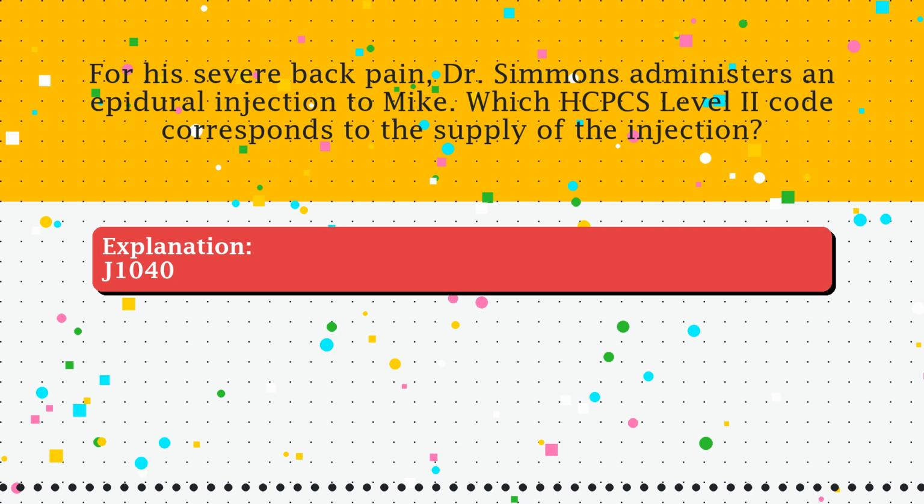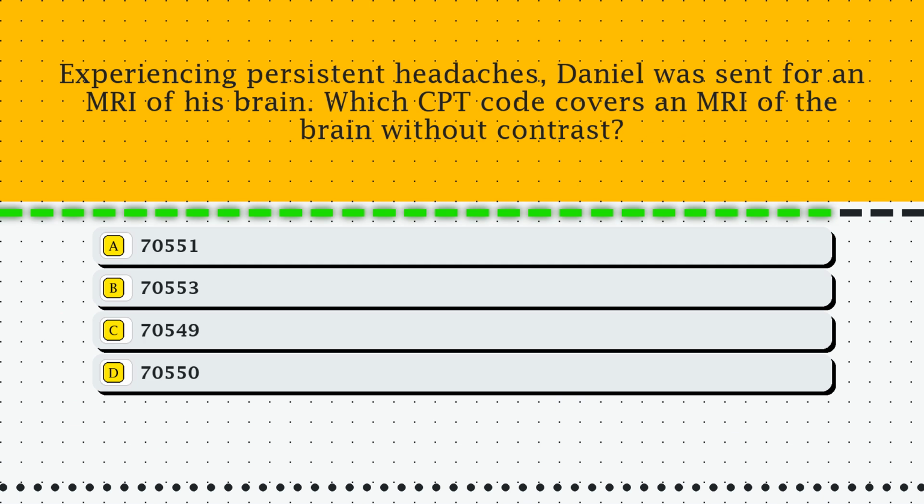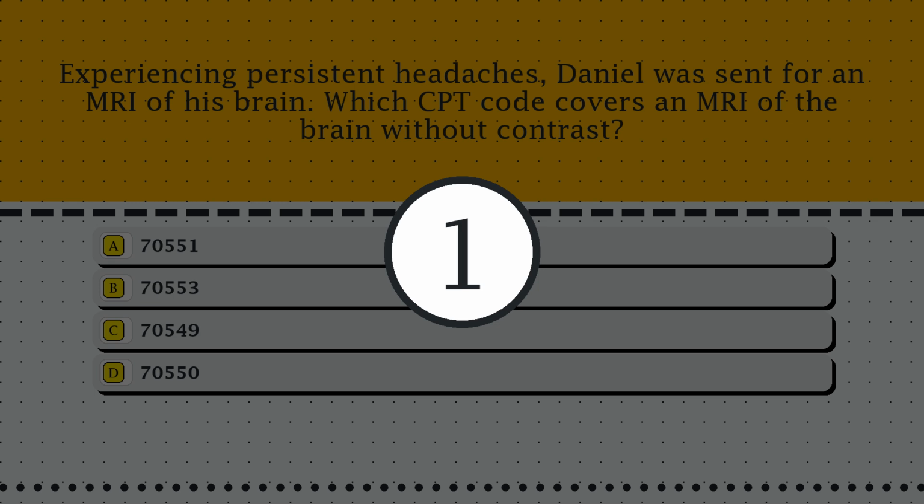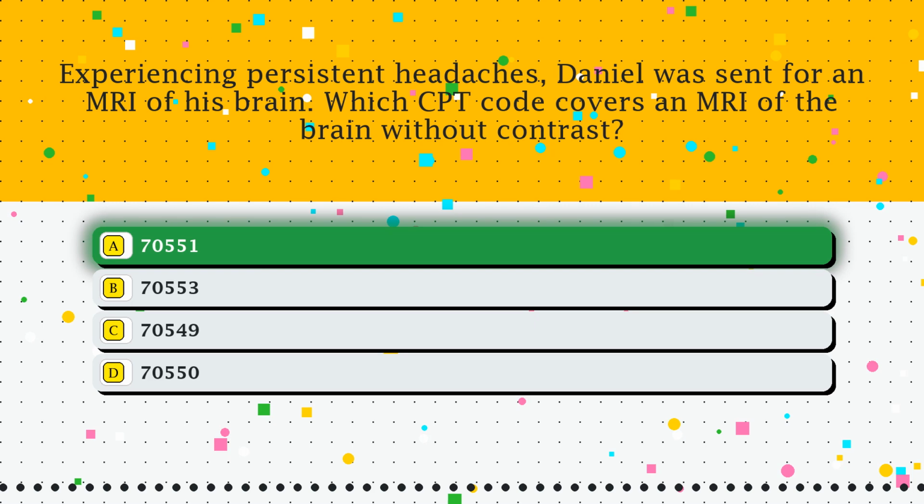J1040. Question 221. Experiencing persistent headaches, Daniel was sent for an MRI of his brain. Which CPT code covers an MRI of the brain without contrast? Option A, 70551. Option B, 70553. Option C, 70549. Option D is 70550. The correct answer is option A, 70551.